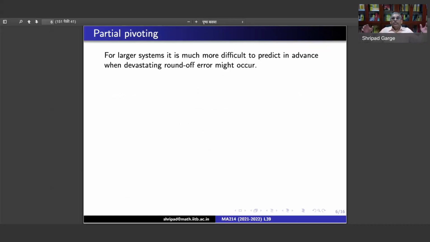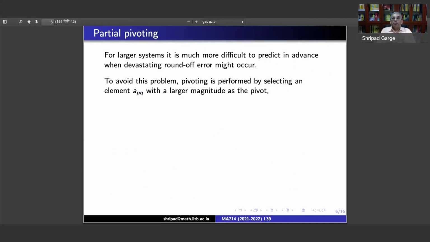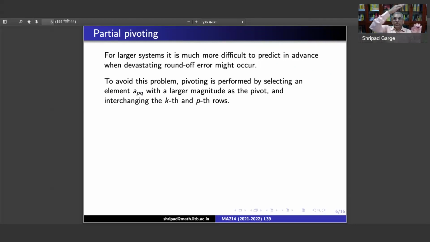So for very large systems, it is much more difficult to predict in advance when this devastating round-off error might come. It is very difficult to predict it. So to avoid this problem, pivoting is performed by selecting an element apq with a larger magnitude as the pivot, and interchanging the kth and pth rows. So you have the kth row, assume that x1 up to xk minus 1, those things are dealt with. So you have the first k minus 1 diagonal entries, and all the things below them are 0. And now we are looking at the kth place.